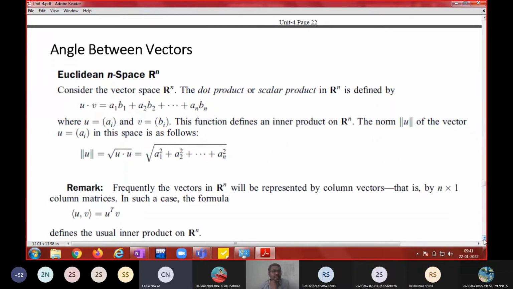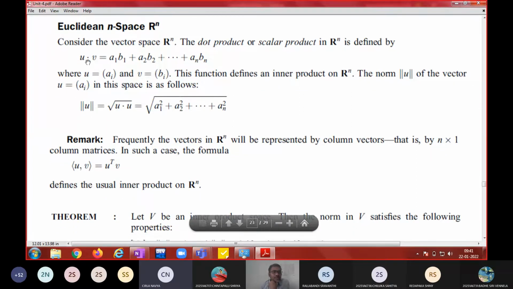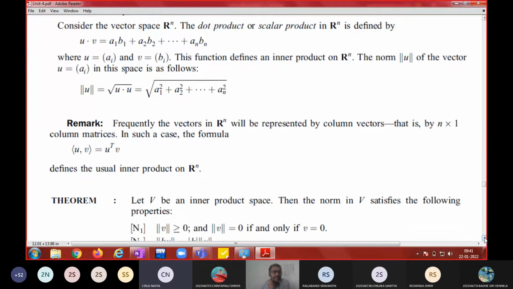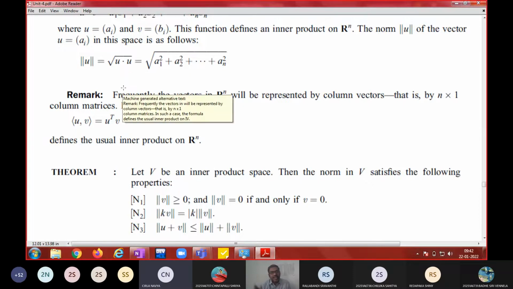And how do you define dot product? This is a dot product of two vectors in n-dimensional space. Multiply the corresponding elements and then add. And in terms of matrices, you can define the inner product of u comma v as u transpose into v. So this is another way of defining the inner product. I said dot product is a special case of inner product. That is not the only way of defining the inner product. Through this definition also you can define the inner product.